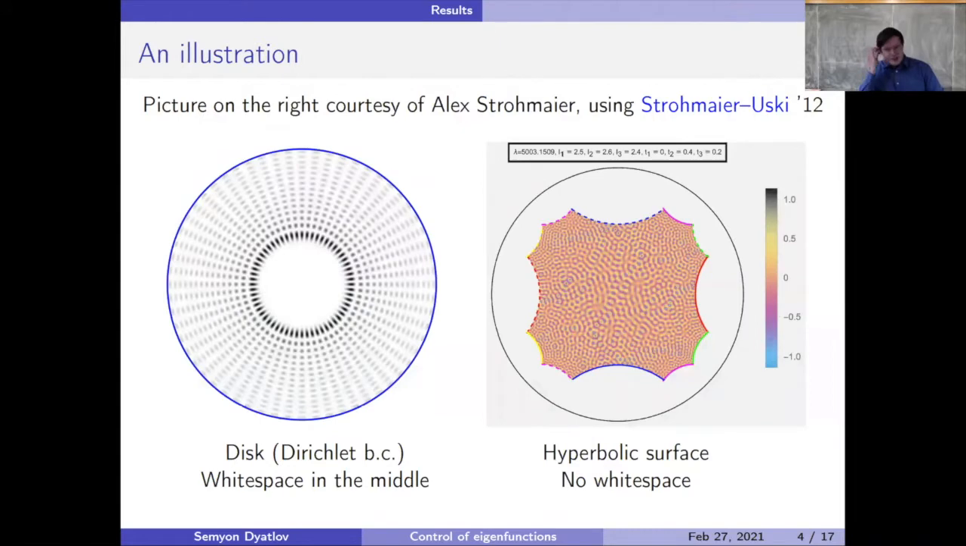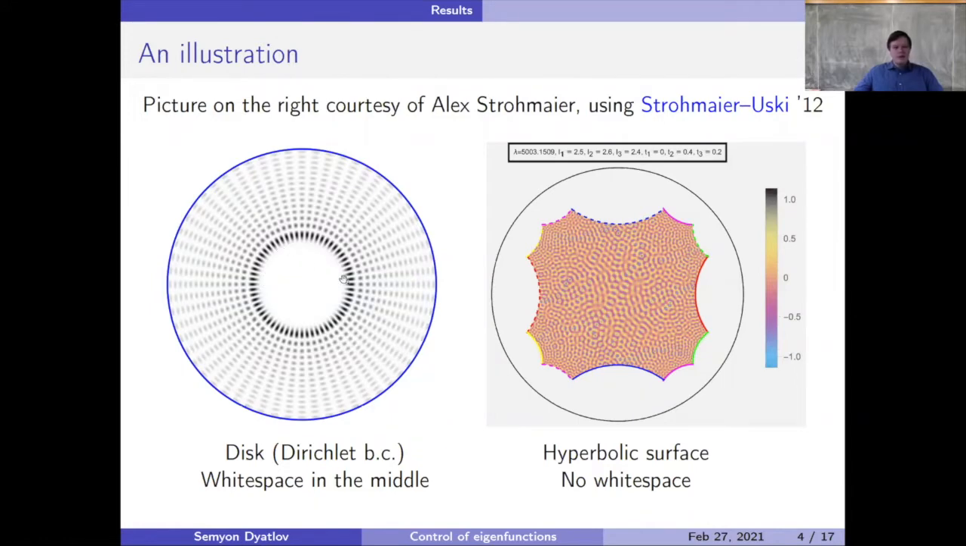So here's a picture of the situation. Just like a comparison of two situations. One is completely integrable, and the other one is strongly chaotic. On the left, the picture is just a Dirichlet eigenfunction on the disk. So it's Bessel functions, right? But you see that if you plot a generic Dirichlet eigenfunction, it will look like that. This is the plot of the absolute value of this eigenfunction.